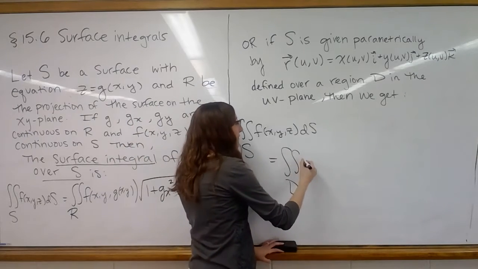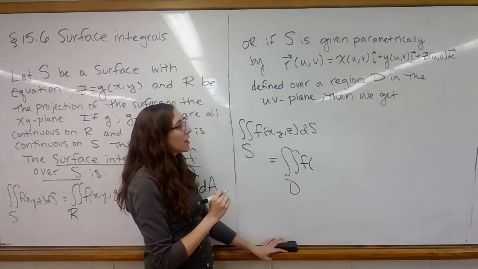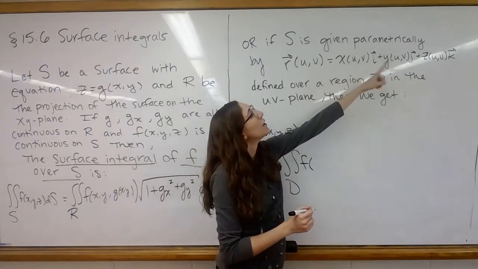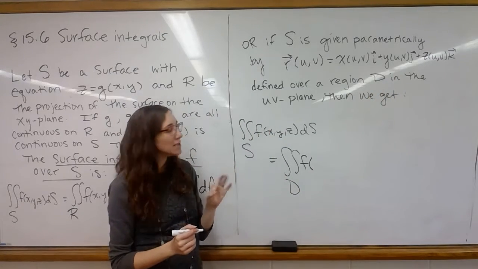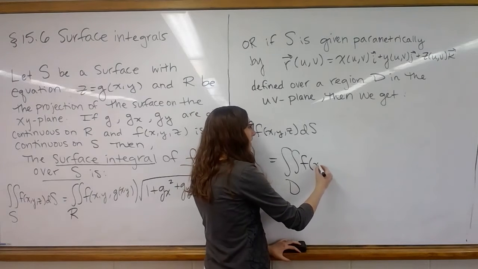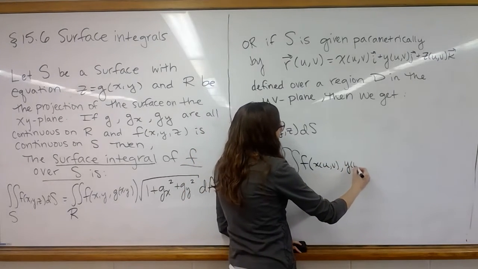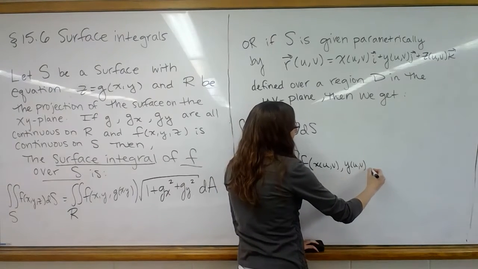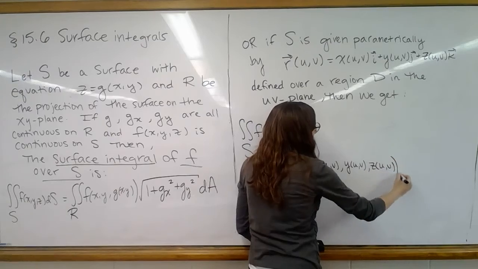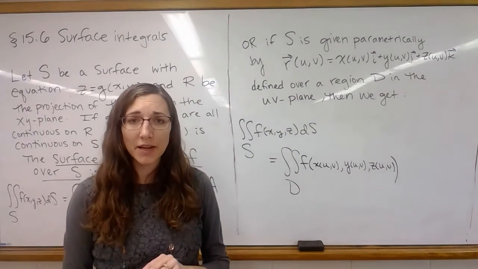We're going to take f, and this time the two variables I want the function to be in terms of are u and v. So we're going to plug in the parameterizations x, y, and z in for the variables x, y, and z. So we're going to do f of x of u,v, y of u,v, and z of u,v. So we're basically turning f into a function of u and v instead of x and y.